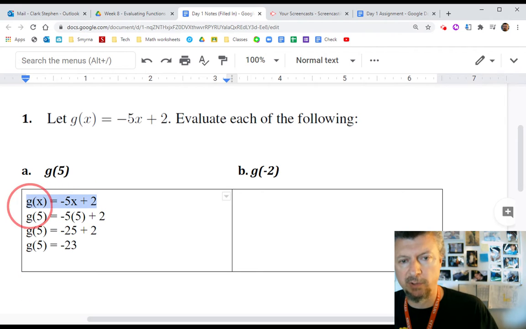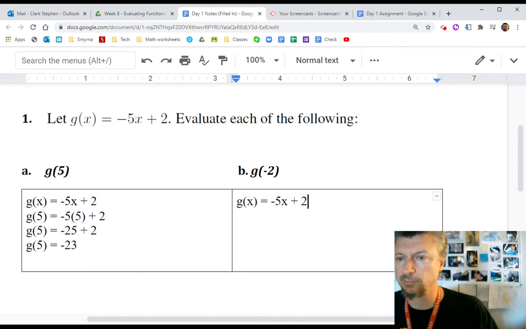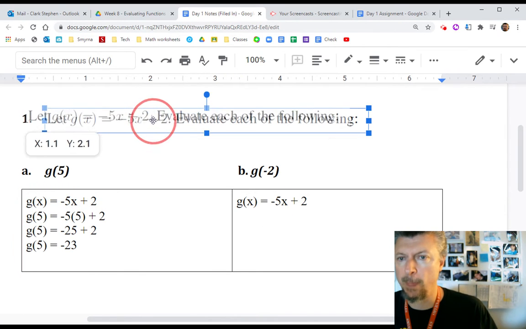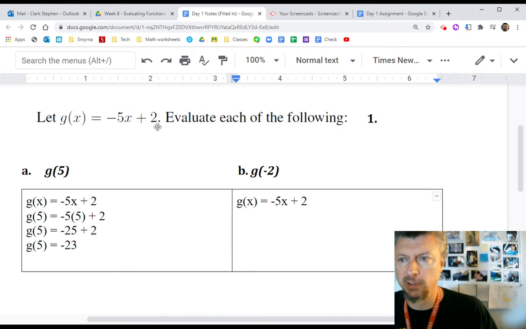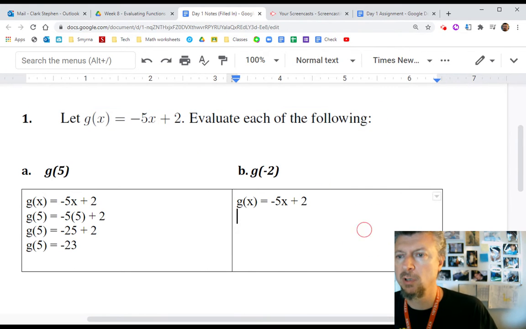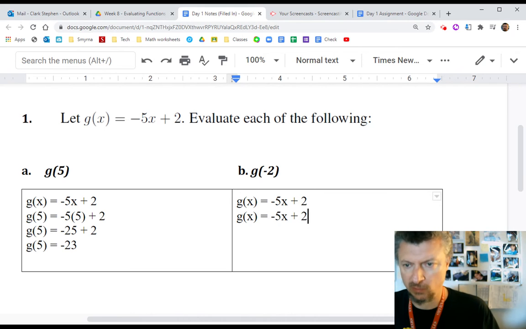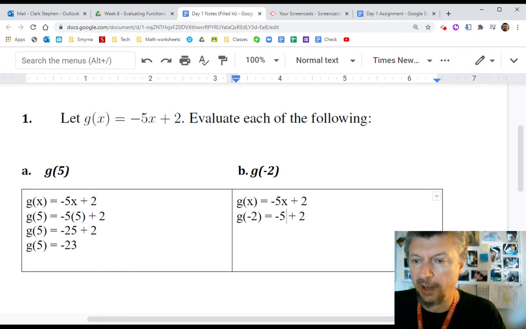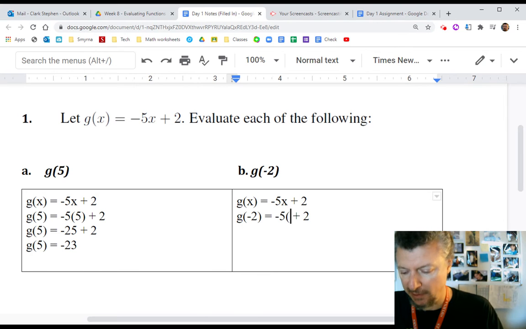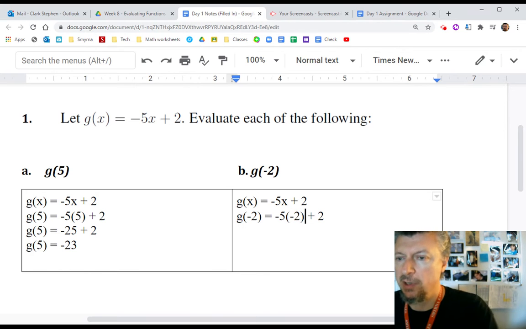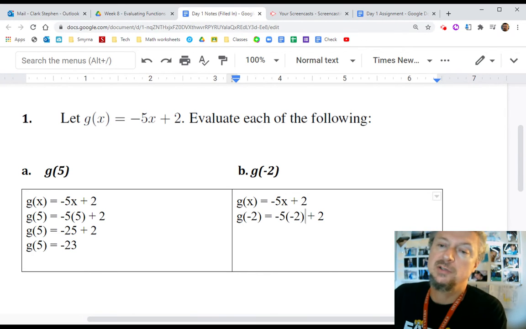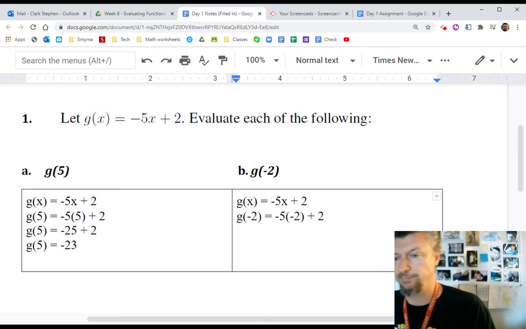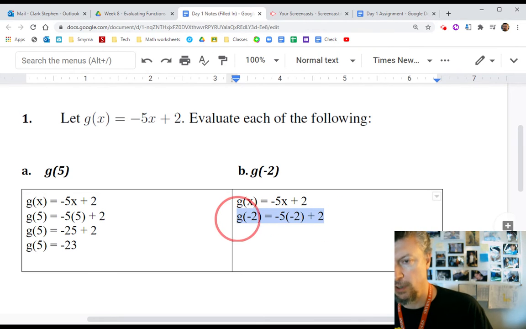So now on the next one, I'm going to use the same equation up here, right? Okay, and then I'm going to plug in negative 2 this time. It's going to be g of negative 2. And again, all that means is that g of negative 2 just means I'm plugging in a negative 2 for x. So we have negative 5 times x. So it's negative 5 times negative 2. All right. So we're going to solve.